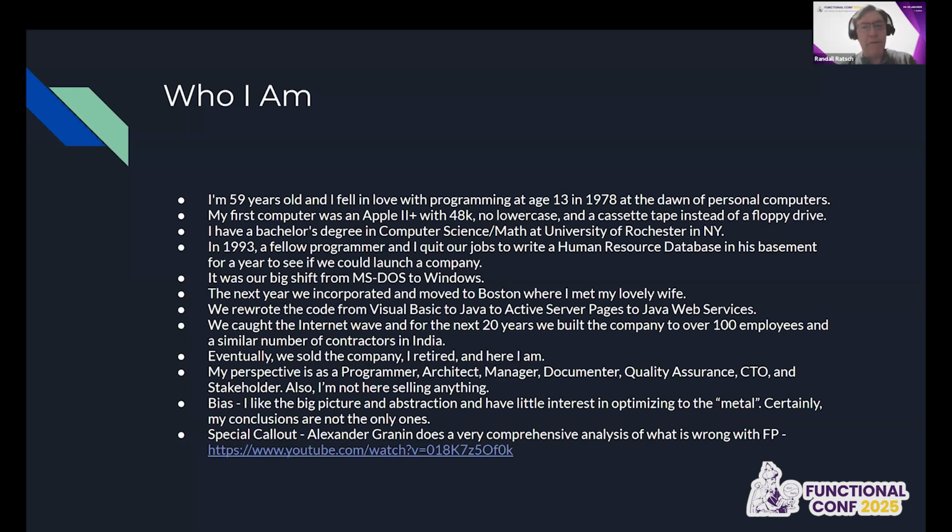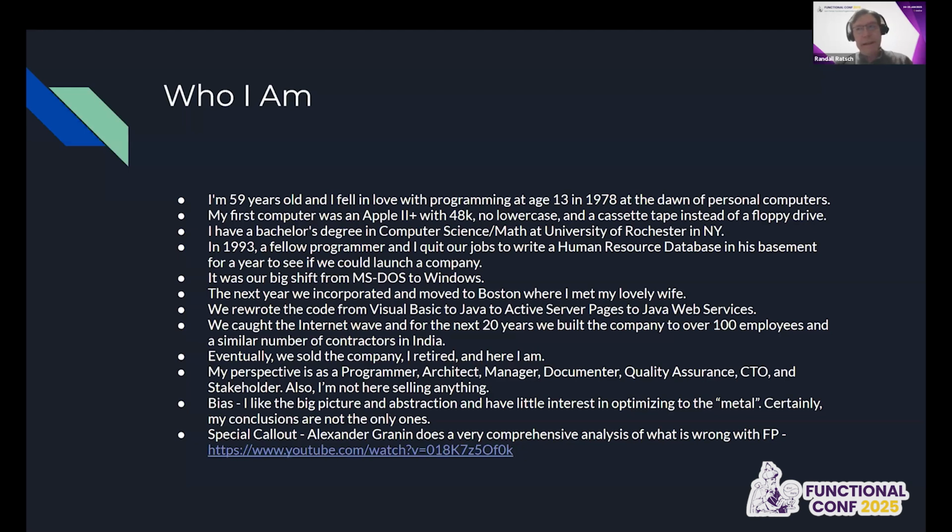A bachelor's degree in computer science math from University of Rochester. In 1993, a fellow programmer and I quit our jobs and started a human resource database that we wanted to launch a company with. We're moving from MS-DOS to Windows, so that really tells you what the time frame is. The next year, we incorporated, moved to Boston. I met my lovely wife here. We were forced to rewrite the code many times, from Visual Basic to Java to active server pages to Java Web Services. We happened to catch the internet wave and built the company over the next 20 years to 100 employees and about the same number of contractors in India. Eventually, we sold the company. I retired, and here I am.